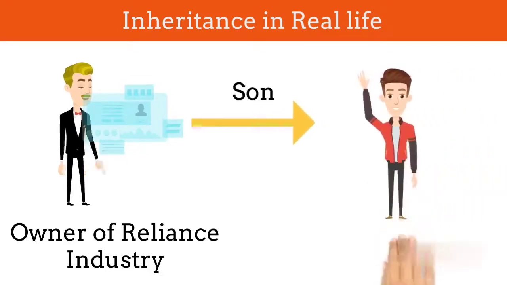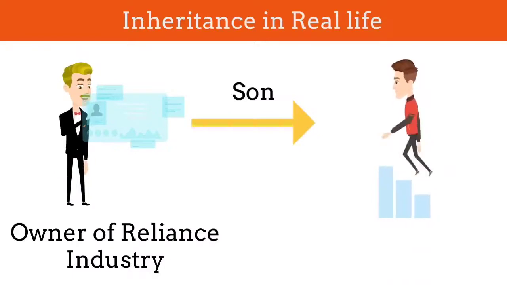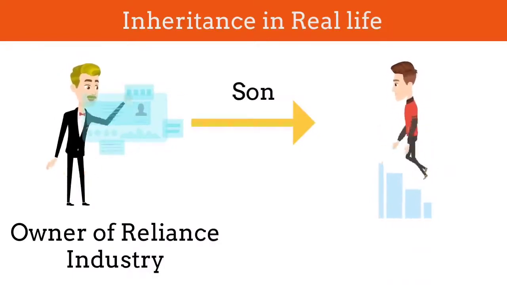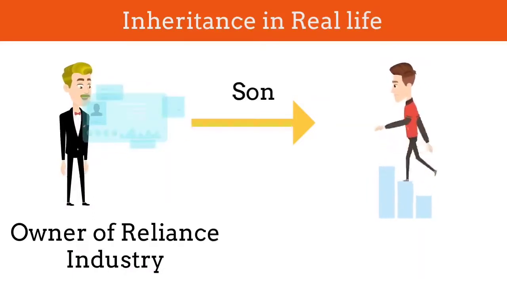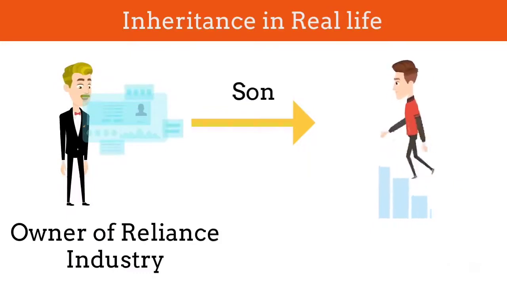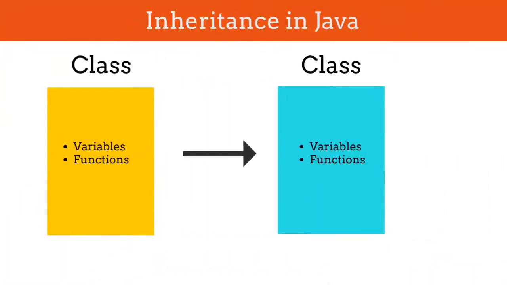Mukesh Ambani has a son who will inherit Reliance Industry from his father. Means he doesn't have to work from scratch to build the company. He can directly reuse his father's work and build his legacy on it. This concept, which allows us to inherit our father's money, property and efforts, is called inheritance. This similar concept we can use in Java. Inheritance allows us to use the variables and methods of one class in another class.